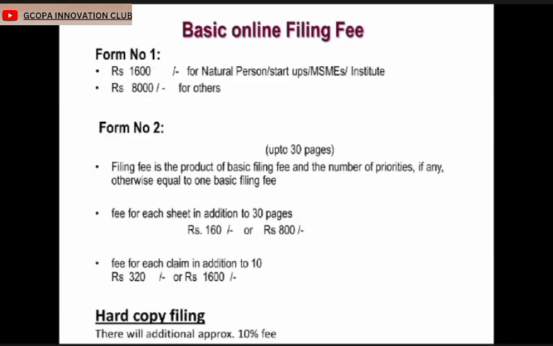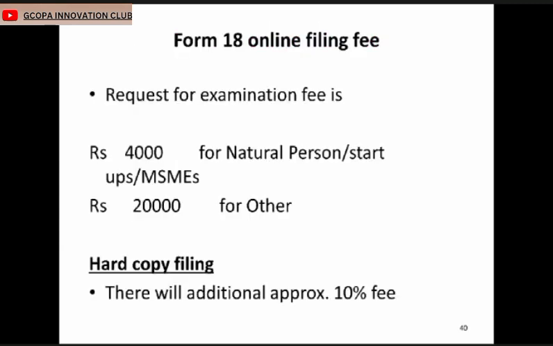Next, the basic online filing fee for form number 1 for natural persons, startups, MSMEs, and institutes is 1600 rupees, and for others it is 8000 rupees. Form number 2 has a permitted limit of 30 pages, and within these 30 pages a maximum of 10 claims are allowed. But the moment you exceed this limit, it is chargeable as per your category. Hard copy filing would also cost approximately 10% additional fees over the online filing fees. Form number 18 would cost you 20,000 rupees for the others category, and the fee for the rest of the categories is 4,000 rupees.